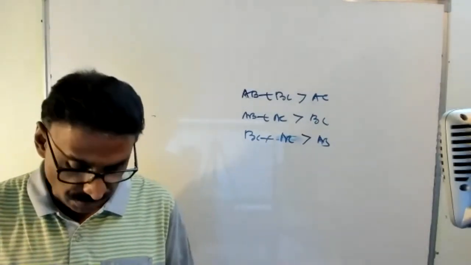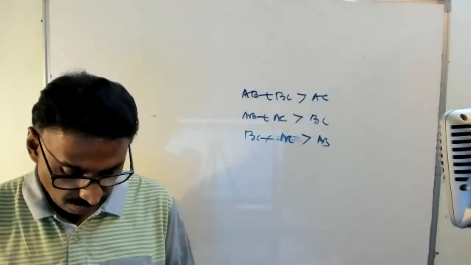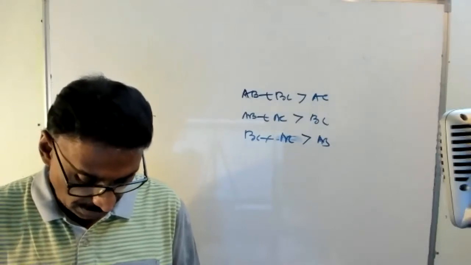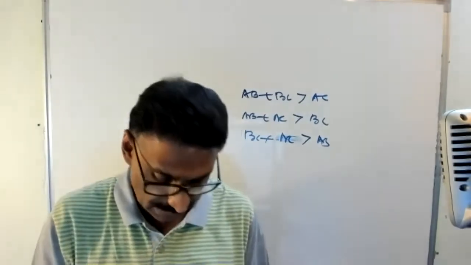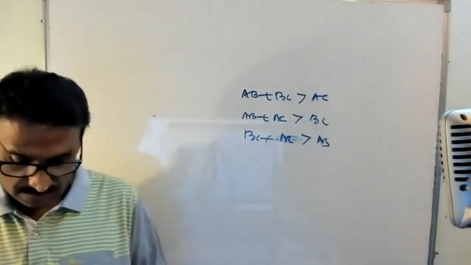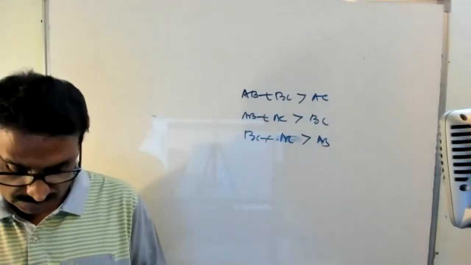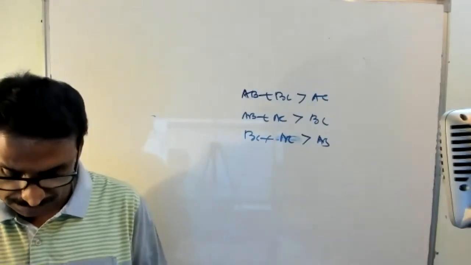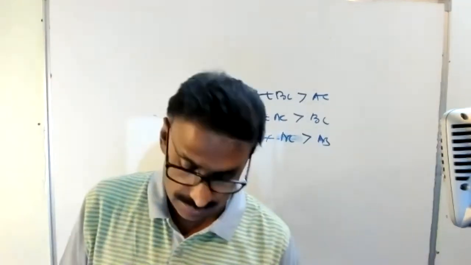Sum of two sides of a triangle should be greater than the third side. Okay, right.